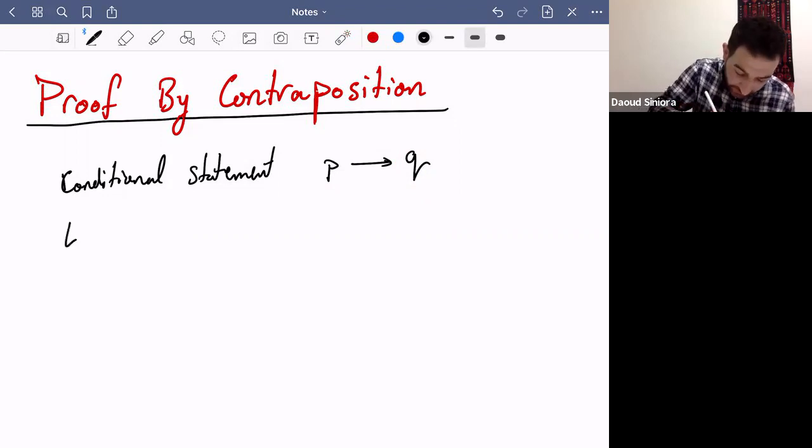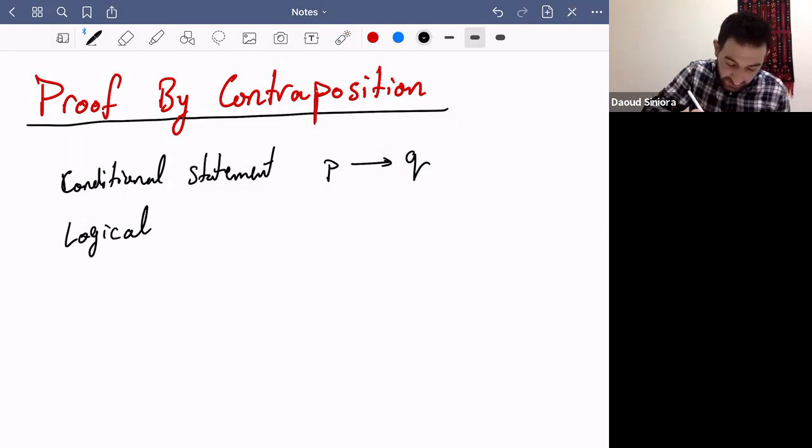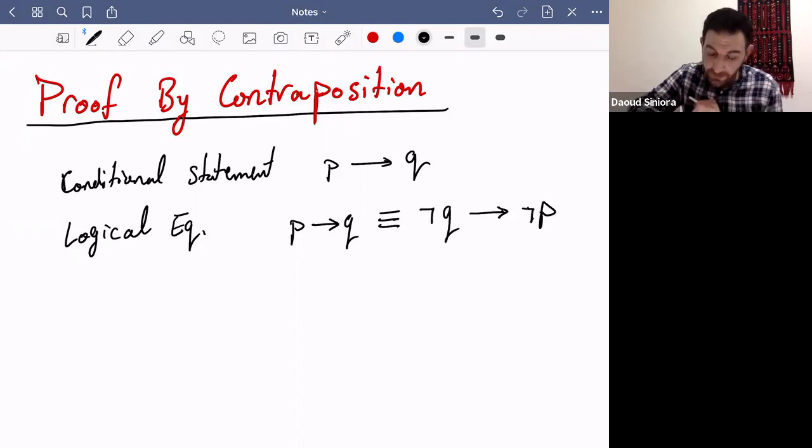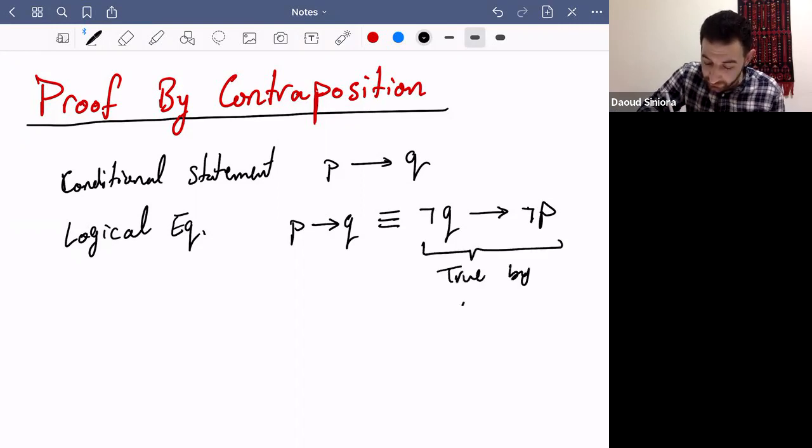Remember previously we showed that these two statements are logically equivalent. A conditional statement P implies Q always has the same truth value as its contrapositive, not Q implies not P. So the strategy of proof by contraposition is to prove the contrapositive is true by a direct proof.